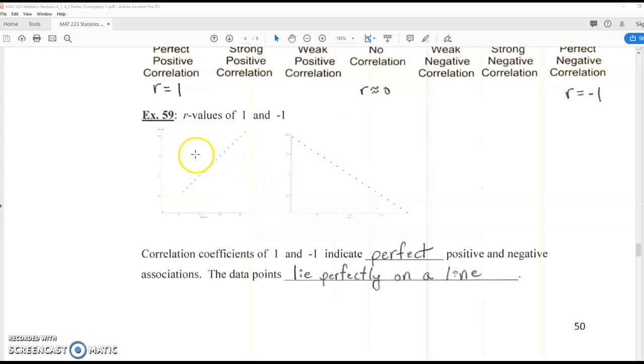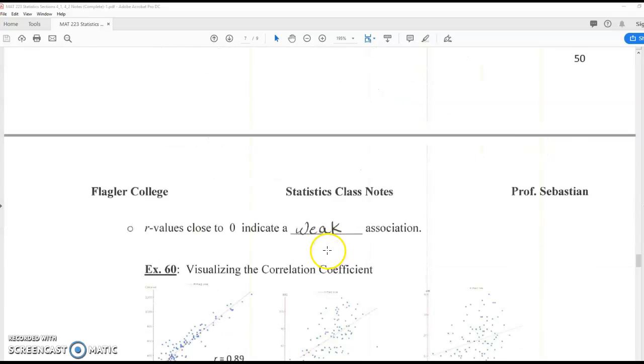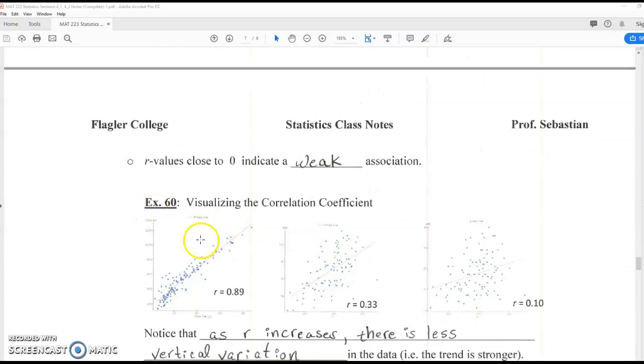Okay. As an example, these again are r values of 1 and -1. They are perfect positive and negative associations. That's a perfect positive association with an r of 1. This is a perfect negative association with an r of -1. These data points lie perfectly on a line. Okay, I'll stop there and come back.